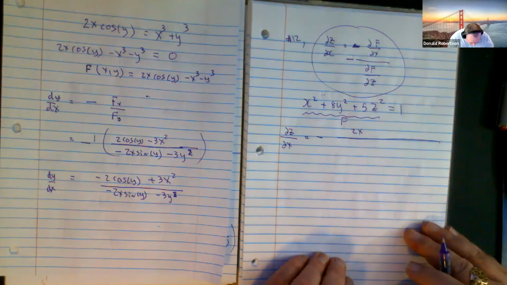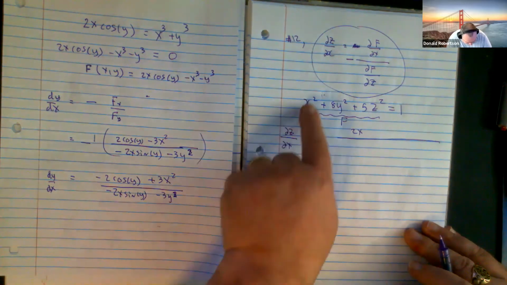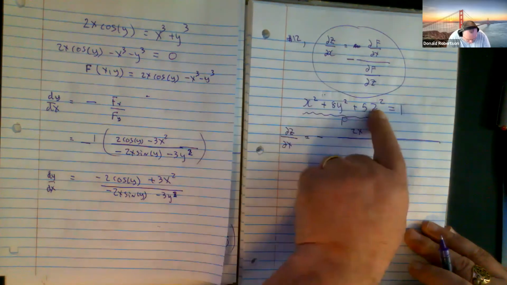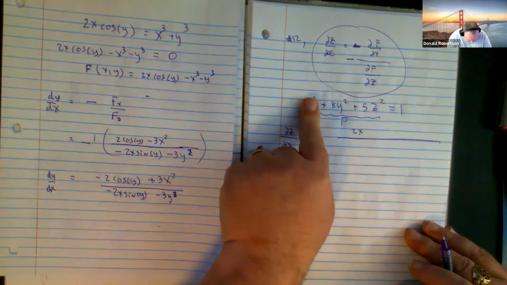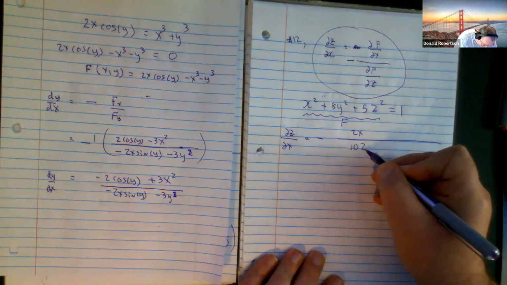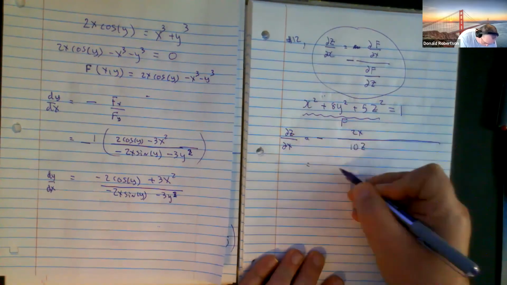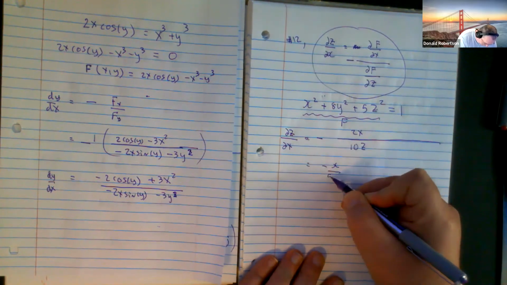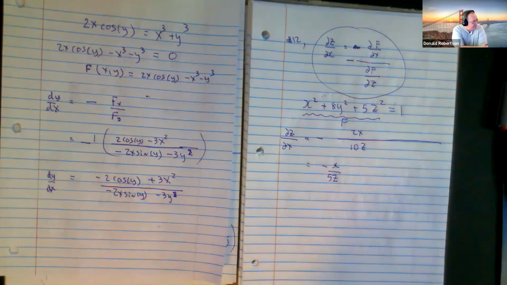Now, what do you get in the bottom? Well, if you differentiate this guy here with respect to z, he gets you nothing, he gets you nothing, and this guy gets you 10z. So cancel, cancel, negative x over 5z. That's actually a really simple answer, wasn't it?